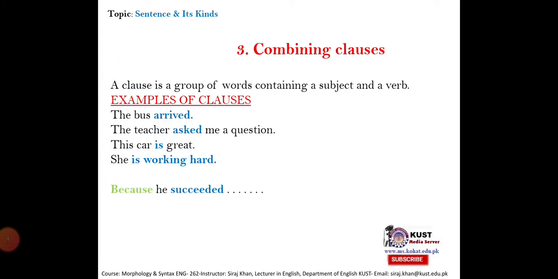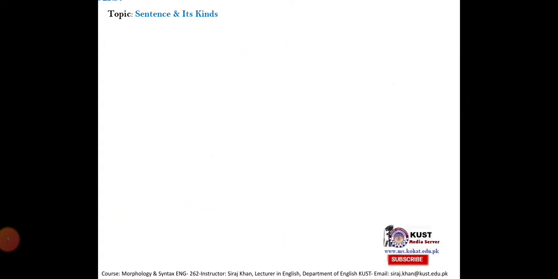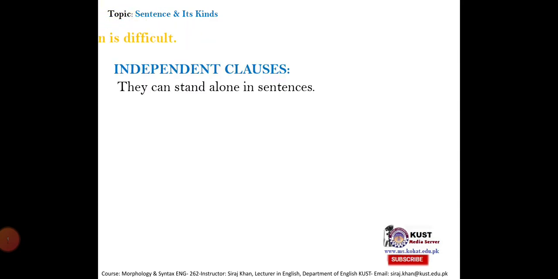She is working hard because he succeeded, when Ahmed saw me after they left the store, since the computer is not working. Now, these are the examples where we have the highlighted words because, when, after, in, since, which are dependent or subordinate conjunctions that can give us dependent clauses. What is a dependent and what is an independent clause?